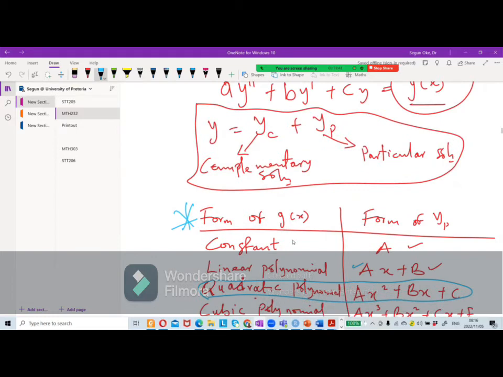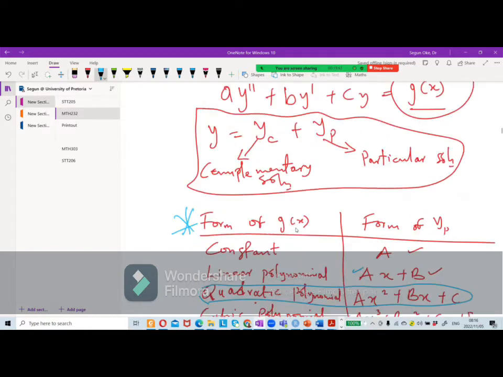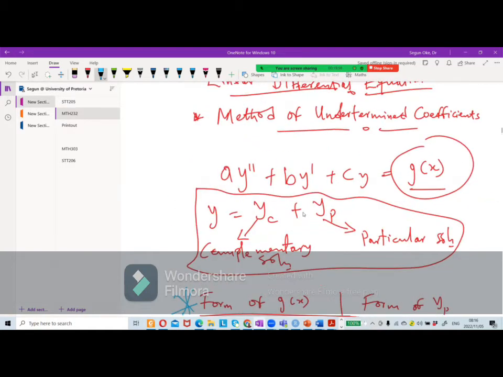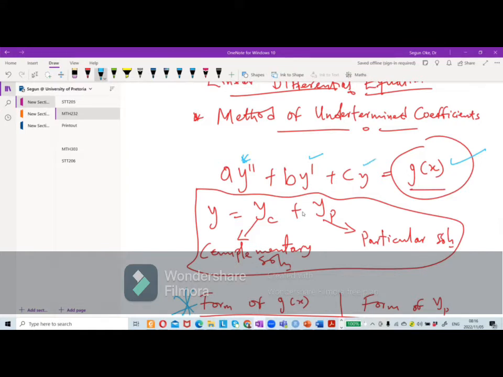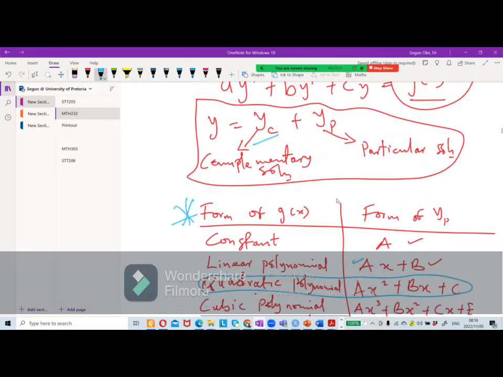Especially when you are to solve, look at it. Linear differential equation, method of undetermined coefficients. The table says, anytime I have a g of x, where is our g of x? This is our g of x. I have this second order differential equation, and I need to find my y complementary. The form of the equation will determine which y particular you are going to follow.